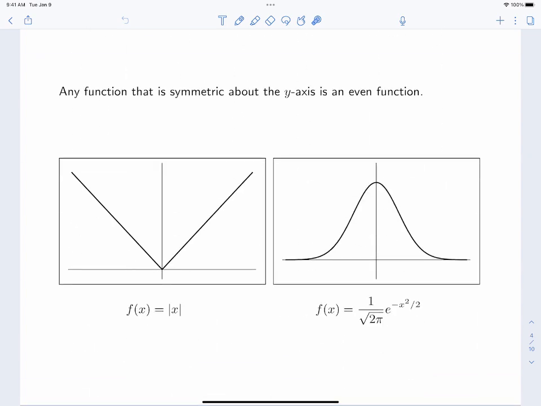Any function that is symmetric about the y-axis is an even function, even if it's not x to the p for an even number p. For example, f at x equals the absolute value of x is an even function, and here we have a function f at x equals 1 over the square root of 2 pi times e to the negative x squared over 2. This gives us a graph which is the famous bell curve, which is so prevalent in statistics and probability. This function too is an even function, and as you can see, it is symmetric about the y-axis.